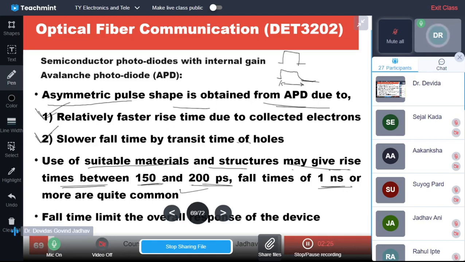So very fast rise time is there, 150 to 200 picosecond. Pico means 10 raised to minus 12, very, very fast, and nano means 10 raised to minus 9, slightly slower than this, 1000 times slower or maybe 100 times slower. Okay, 100 times slower. So use of suitable material and structure may give rise times between 150 to 200 picosecond, and fall time of 1 nanosecond or more.